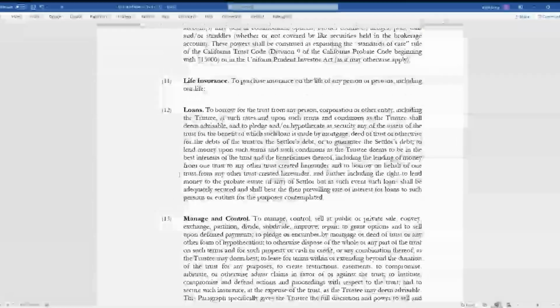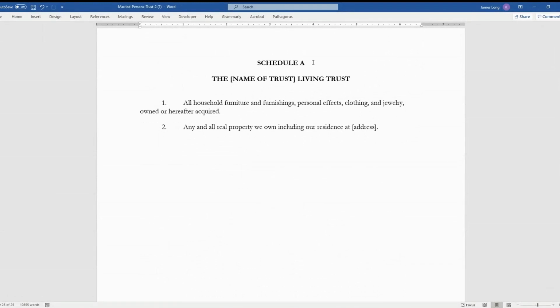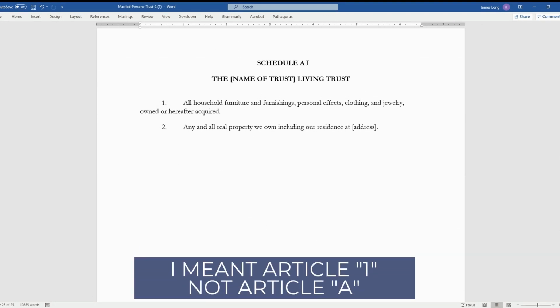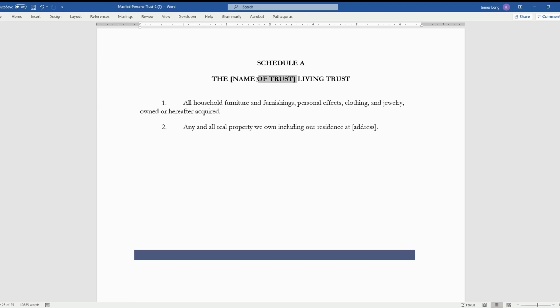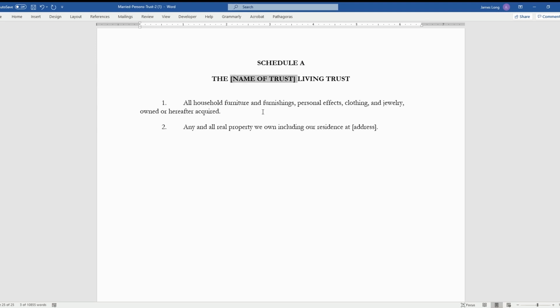And then if you just scroll down, keep going, the very last document at the back is Schedule A. If you'll remember at the very beginning in Article A, under trust property, we stated that all the property listed in Schedule A is the trust property. Well, the last change you need to make is here. You're going to Control-V, Doe Family Living Trust, and as the default, I've put all household furniture and furnishings, personal effects, clothing, jewelry owned or hereafter acquired. So whatever you own that's personal to you, that's going to be in the trust. And then any and all real property we own, including our residence. Put the residence you live in. Okay. And maybe it's 1234 Fake Avenue, Fake Town, Fake City.